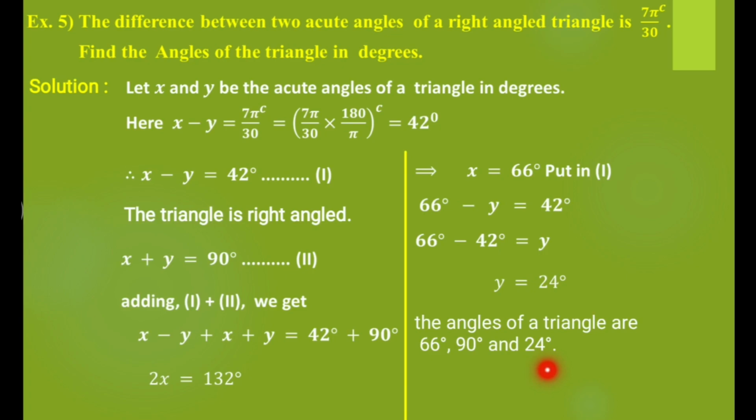Now we have to find the angles of the triangle in degree. So there is no need to convert this degree form into radian form. If the question asks to find the angles of a triangle in degree and radian form, then like the previous example we have to write this 66 degree, 90 degree and 24 degree in radian form.